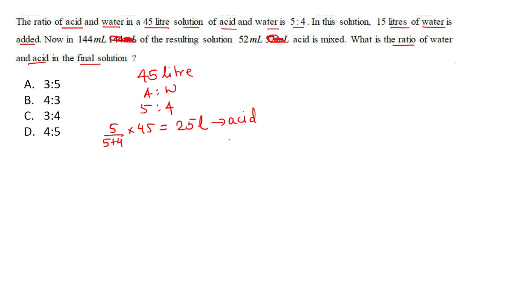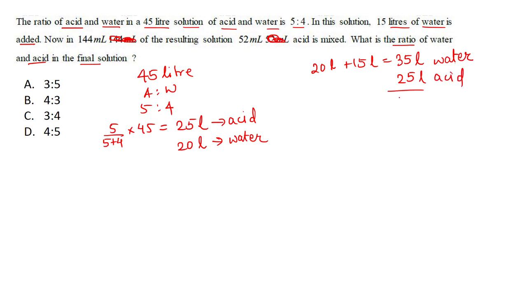So how much is the amount of water? Very easy. 45 liters minus 25 liters comes out to be 20 liters. This is the amount of water initially. Now 15 liters of water is added. So now 20 liters water initially plus 15 liters, total it becomes 35 liters of water. 35 liters water is there, 25 liters acid is there. So now the total solution is 60 liters. This is the resultant mixture of 60 liters.